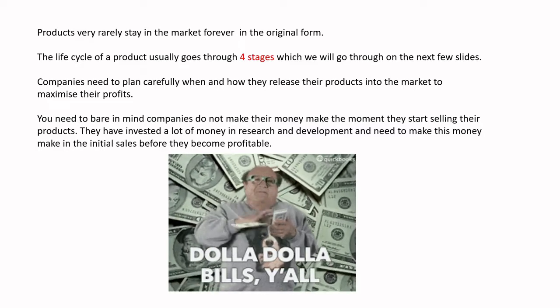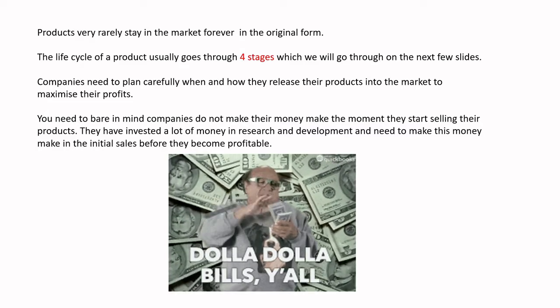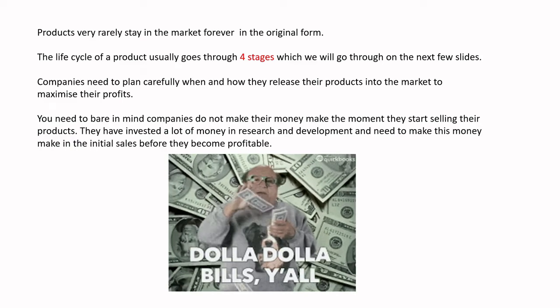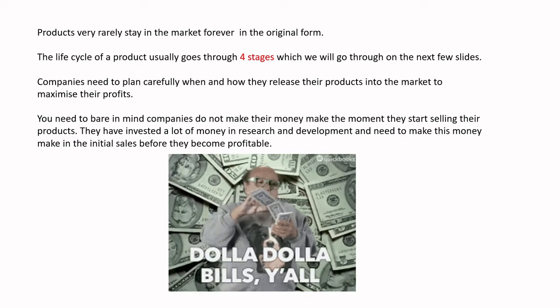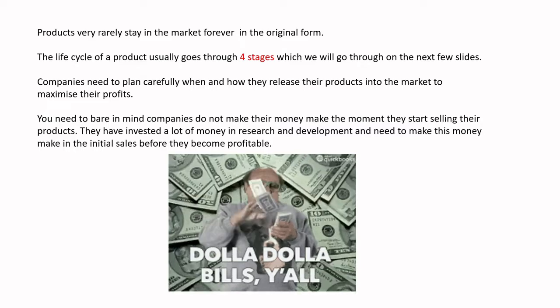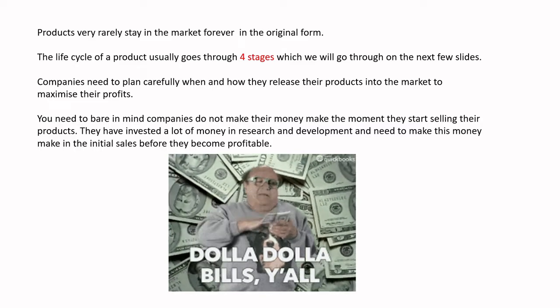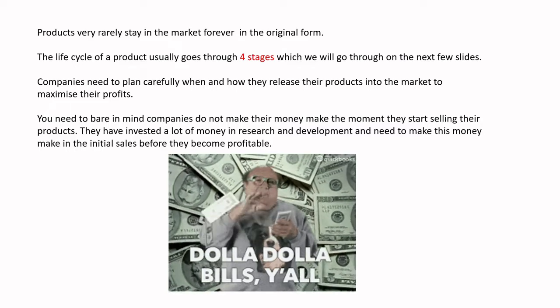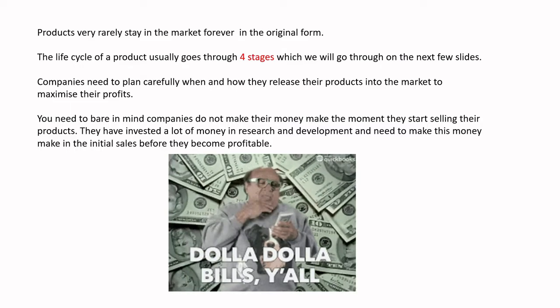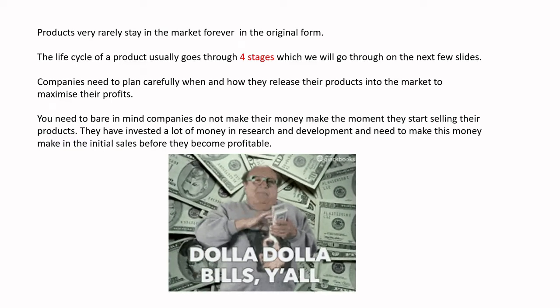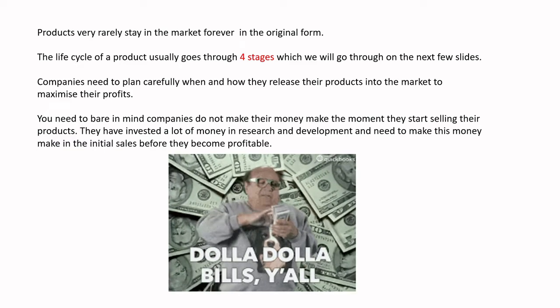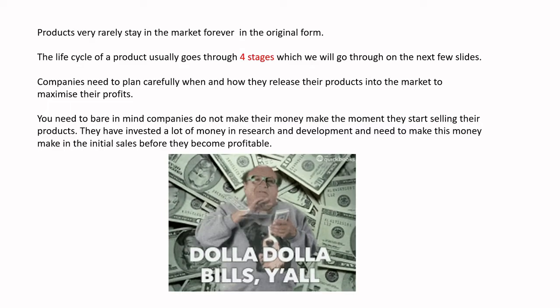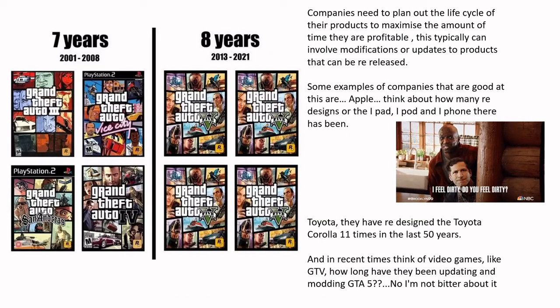You also need to bear in mind that companies don't make money from the moment they start selling their products. Obviously, in the design, development and manufacture of their product, they've invested a lot of money. That'll be in designers, in manufacturing, in materials, all these sorts of things. So the first part of the product life cycle is not making money. They're just recouping their losses before they start becoming profitable. So companies need to plan out the life cycle, as we said, to try and maximize how much money they can make.